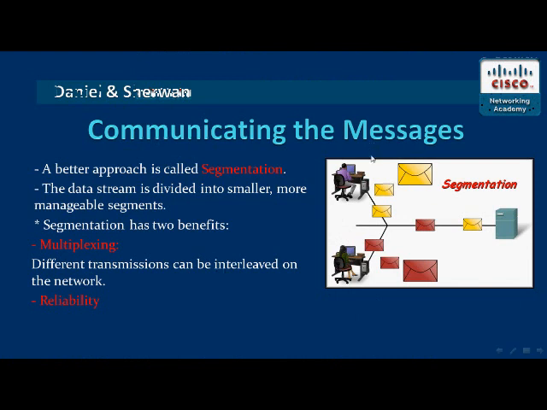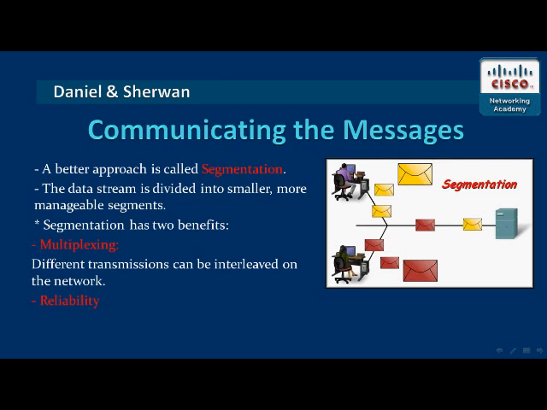Now we have a very similar diagram to before, but now it's called segmentation. Segmentation means breaking the packets into smaller pieces. These are the smaller messages or smaller packets that are sent through to the server.